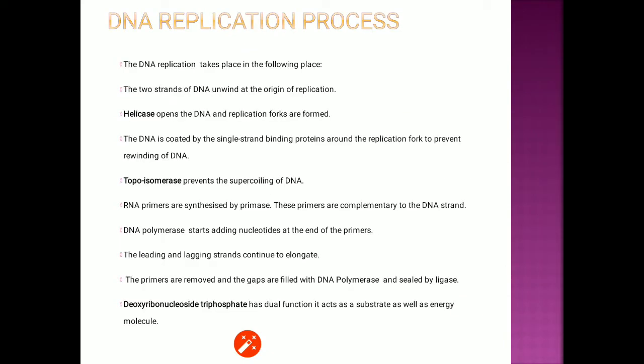Now about the process in brief. DNA replication takes place in the following steps. The two strands of DNA unwind at the origin of replication, that is ori. Helicase opens the DNA and replication forks are produced. The DNA is coated by the single-stranded binding proteins around the replication fork to prevent rewinding of DNA. Topoisomerase prevents the supercoiling of DNA, or we can say that it unwinds the DNA.